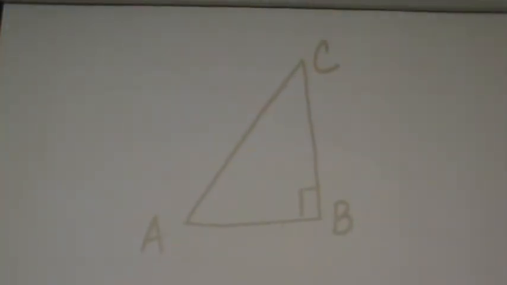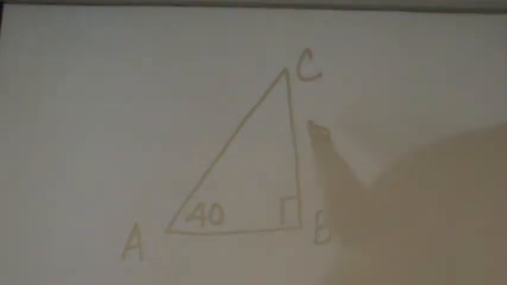So draw your triangle. ABC. I'm just drawing a triangle. Side A is 8, and angle A is 40. So what do you know right now? What's angle C? How did you get that? 90 minus 40. Yep, 50 degrees. We're solving the triangle. Now, we need to find side C, and we need to find side B.